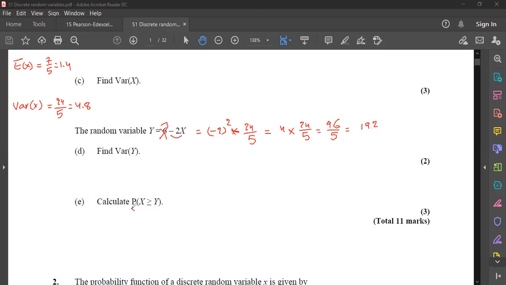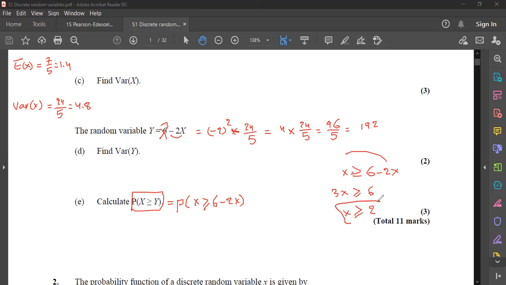Now calculate the probability of x is greater than or equal to y. Okay, this is your y. As he is telling me, calculate the probability of x is greater than or equal to 6 minus 2x. Now that's an inequality. Let me solve it mathematically first, simplify it by using math. Now move this, 3x greater than or equal to 6, divided by 3, x greater than or equal to 2.